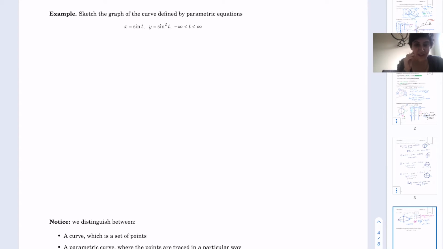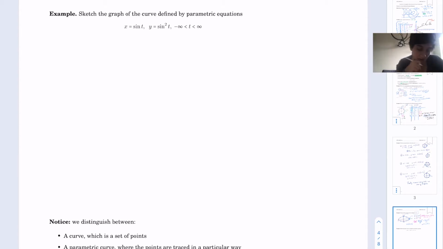All right, let's do something a little bit different. We're going to sketch the curve defined by this parametric equation. All right, so we have x is equal to sine t, y is equal to sine squared t, and our t is going from negative infinity to infinity. Okay, we can do this.